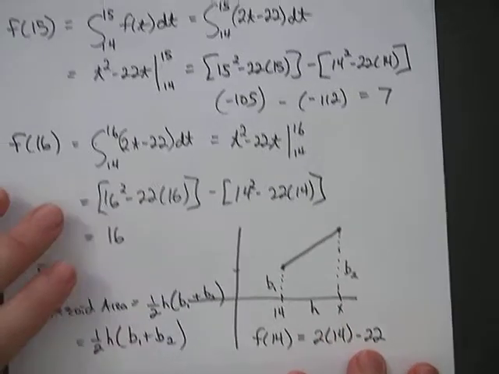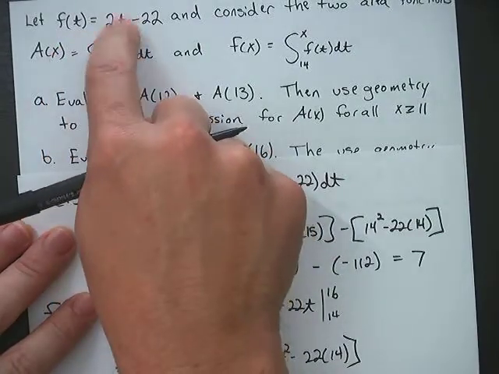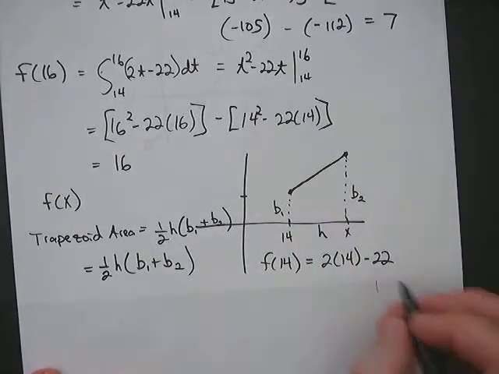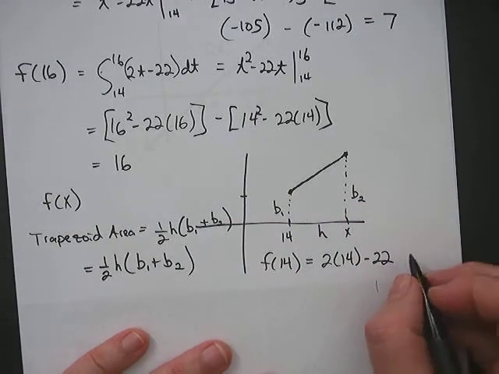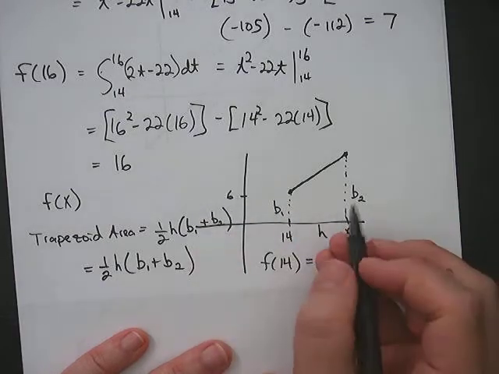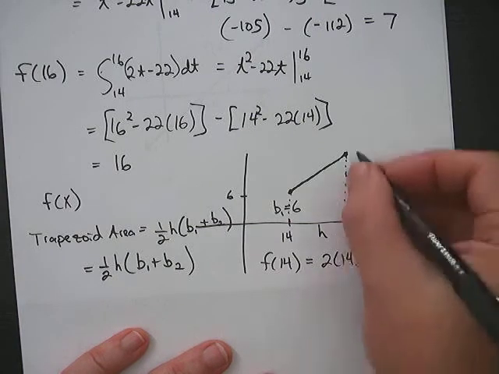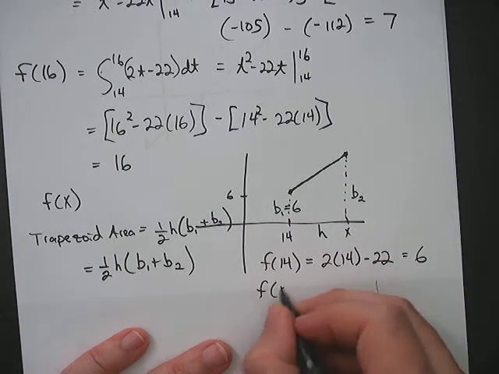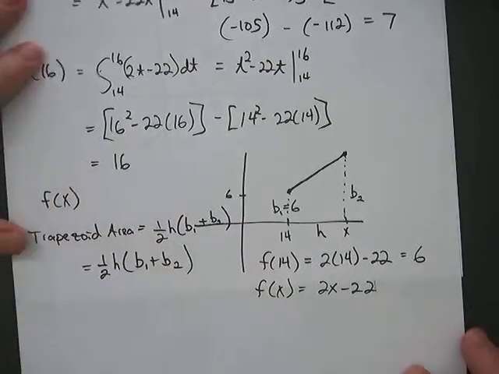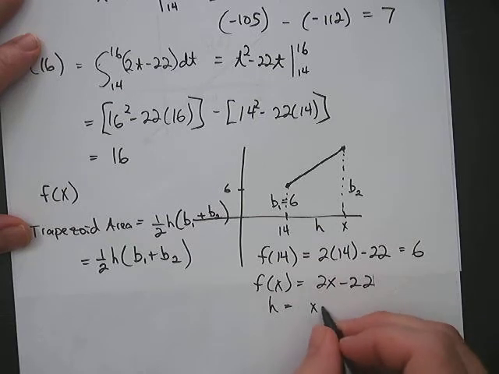So again, just recall, we're plugging into this function right here. It's plugging in a 14 right here to get the height of b1. Okay, so that's going to be 28 minus 22, which is 6. That's what I thought it was. Okay, so this is 6. And then to plug in f of x to get b sub 2, it's just 2x minus 22. Okay, and the height, we already said, h is equal to x minus 14.